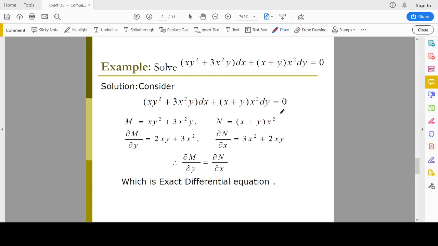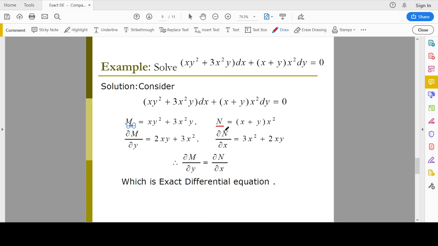Now consider here given equation in the form of M dx plus N dy equal to 0. We write down the values of M and N here. Then del M by del y, we find out these values. Here del M by del y means differentiate partially with respect to y keeping x constant. Therefore here x as it is and derivative of this y square is 2y plus 3 as it is, here x square as it is, and differentiation of y is 1.